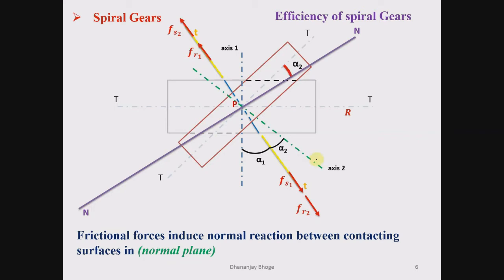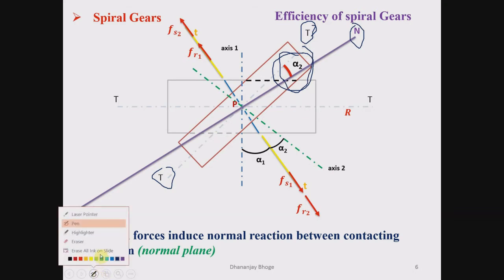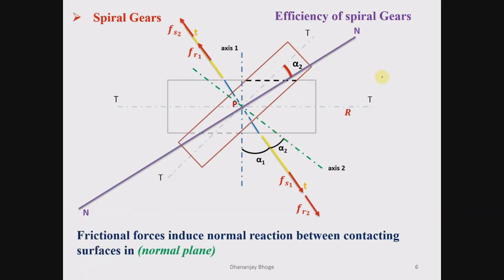Now we know that the angle between the normal plane and the transverse plane is the helix angle. We have seen this a number of times. So the angle of inclination of the transverse plane of gear 2 with the normal plane is helix angle alpha 2. So mark the angle between the transverse plane of gear 2 and the normal plane as helix angle alpha 2.